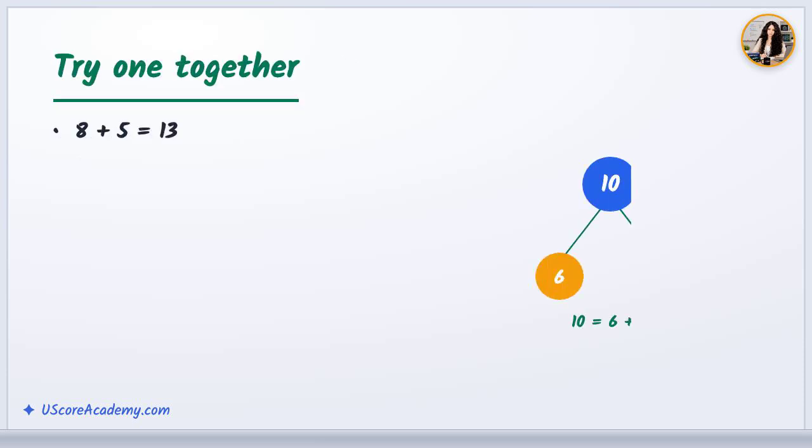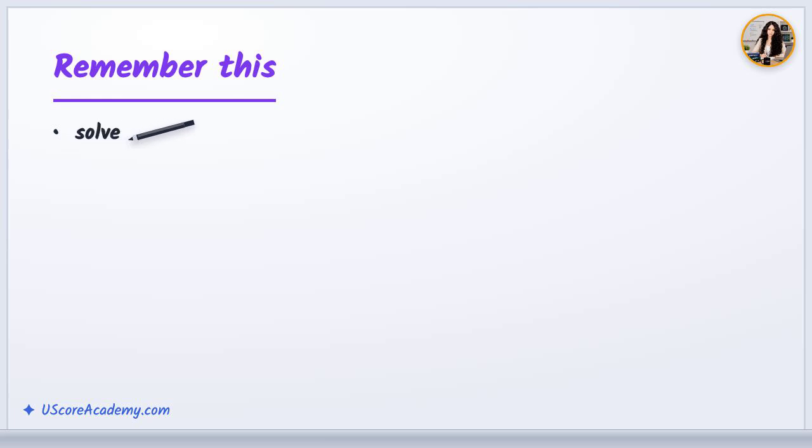Sam had 8 stickers and got 5 more. Step 1, 8 plus 5 is 13. Then he gave 4 away. Step 2, 13 minus 4 is 9. Sam has 9 stickers. So 2-step problems need 2 parts.